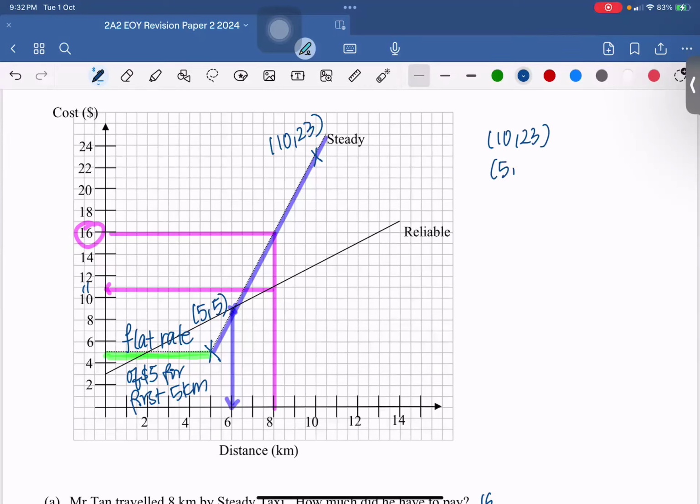They want the charges per hour, right? So 23 minus 5, 5 minus 10. How can it be negative number? Did I write wrongly? 10, 23, 5, 5. Then why is it 5, 5? Shouldn't it be like 9 and 6? Why 9 and 6? Is the endpoint here?